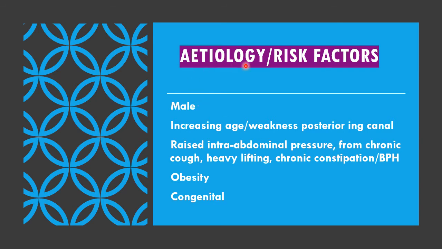Now we come to the etiology and the risk factors for inguinal hernia. Males are at higher risk of developing hernia than females because of the testicular descent. Increasing age results in weakness of the posterior inguinal canal. Raised intra-abdominal pressure from chronic cough, heavy lifting, chronic constipation, and benign prostatic hyperplasia. Obesity and congenital causes. This is usually the case in younger patients and children.